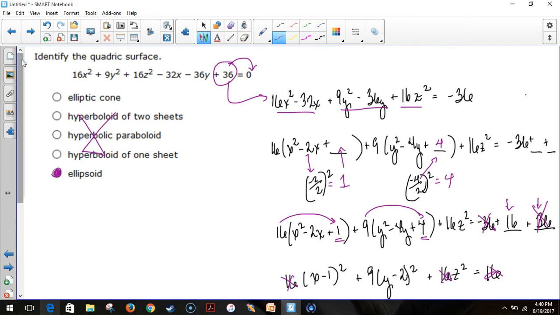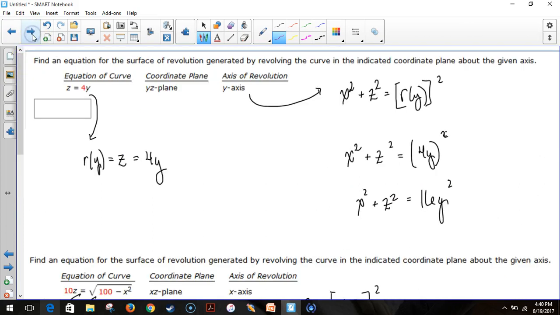Let's now start to look at finding surfaces of revolution. And I have 3 examples. I have them all pulled up already. Find the equation for the surface of revolution generated by revolving the curve in the indicated coordinate plane around the given axis. So I have the equation of the generating curve.